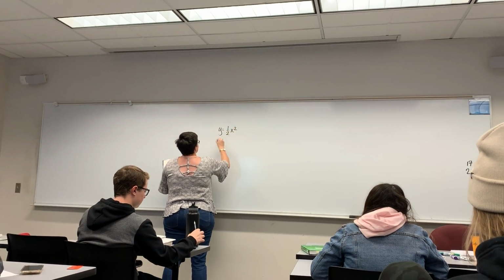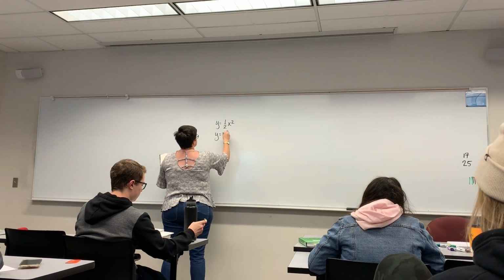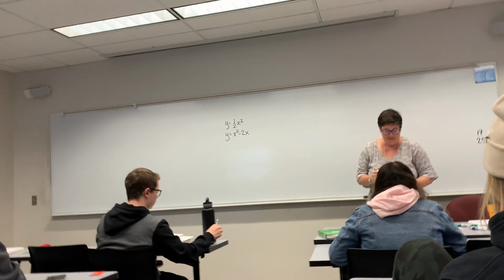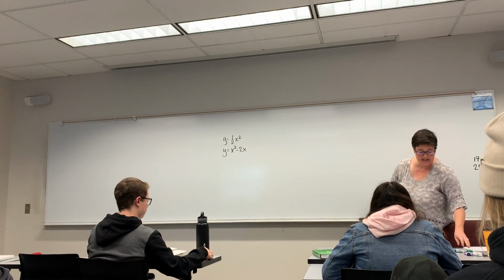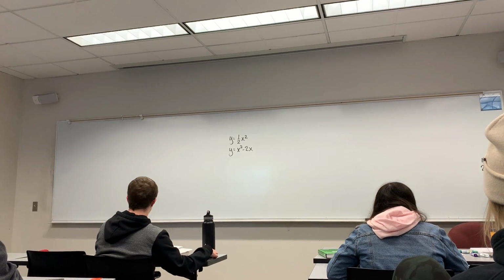Squared. And we have y equals x squared minus 2x. Okay, and it wants us to find the area between the curves. Well, the first thing to do is to graph this sucker, isn't it? Which I probably didn't do.